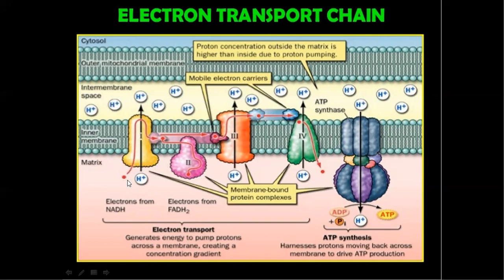Electrons start from here. At this point electrons start and are carried by these components, and finally these electrons come here, and oxygen takes these electrons along with hydrogen and converts into water. Oxidative phosphorylation occurs in the matrix region of mitochondria. The entire process will be explained in later slides.